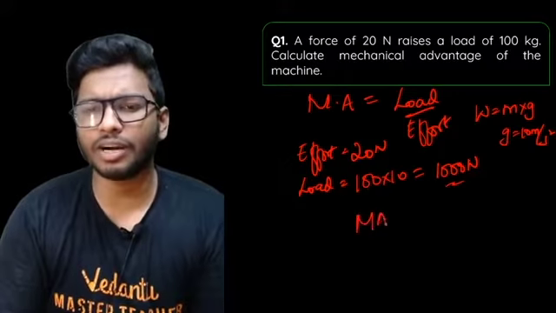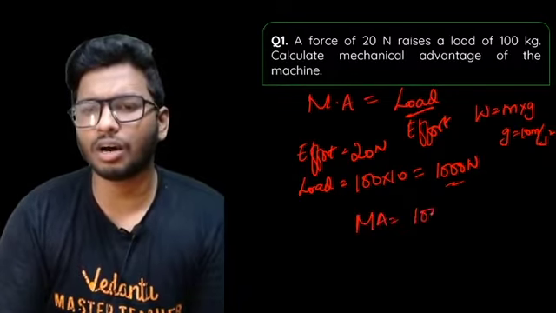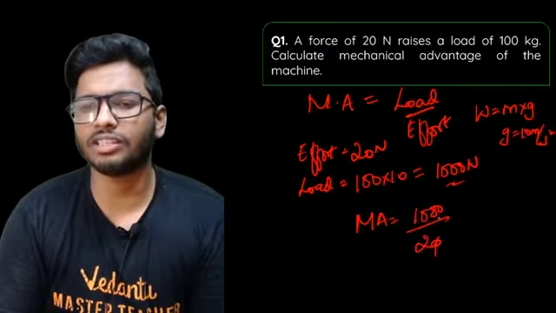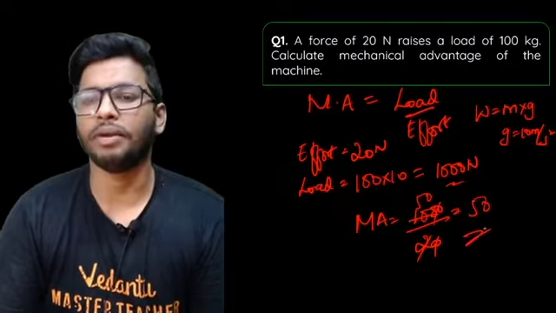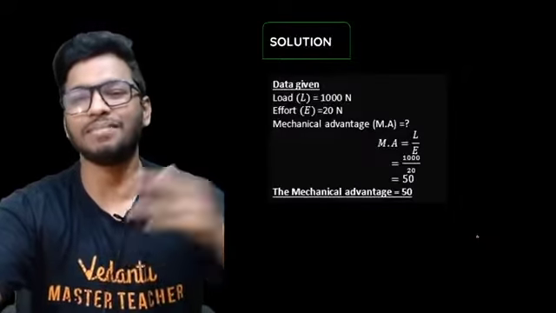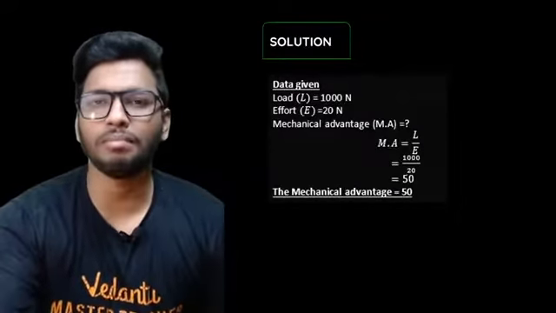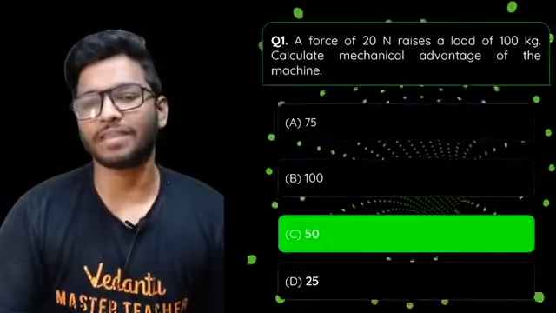So mechanical advantage is equal to load, which is 1000, divided by the effort, that is 20. The 0 gets cancelled. 2, 5, 10 and 0, that's 50, which would be the mechanical advantage. As simple as that. So the answer to this question would be option C, which is 50. As simple as that, guys.